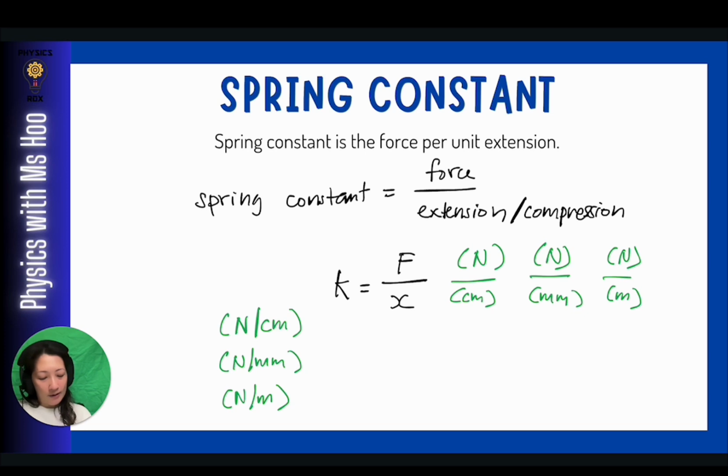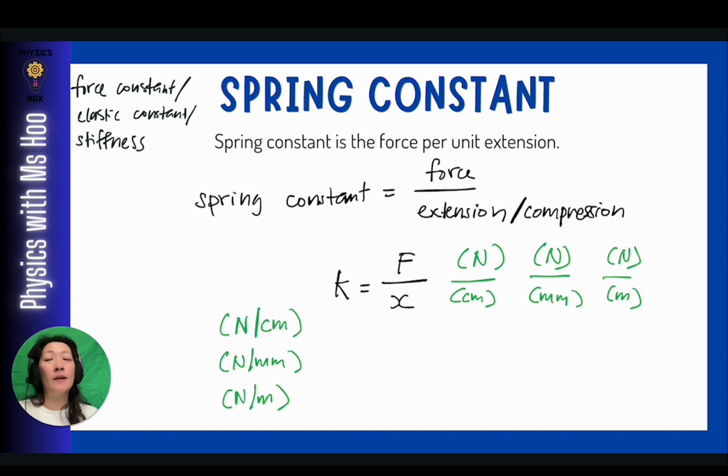So I'm going to write here on the side as a note that this is sometimes known as a force constant, elastic constant, or stiffness. For example, spring stiffness. So just be aware of these different terms because they mean similar things, and you can use the same formula to calculate any of these.